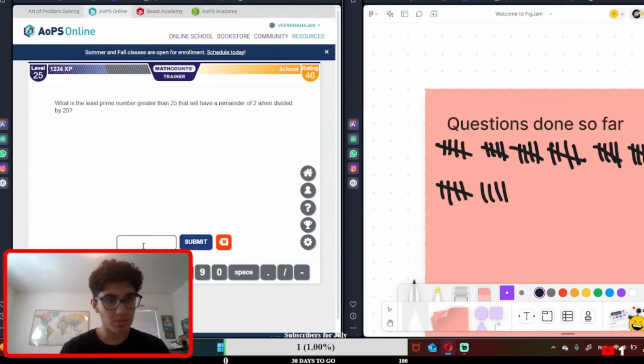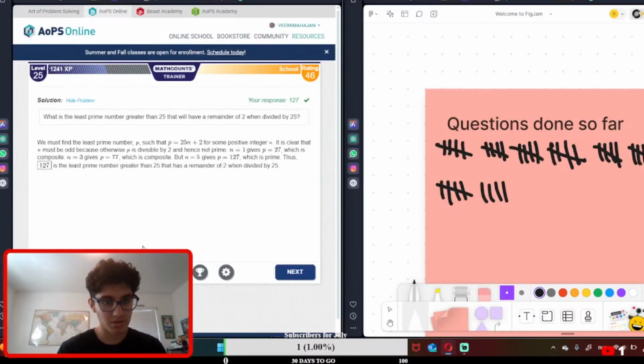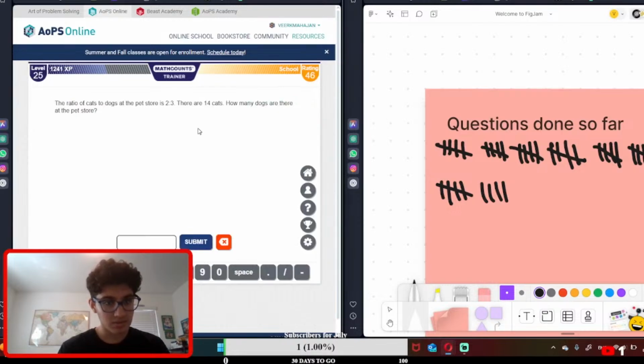What is the least prime number greater than 25 that will have a remainder of 2 when divided by 25? So it won't be 77. 127 might work. I think 127 works. If that's prime. It is. Okay. There are 14 cats, so there'll be 21 dogs.